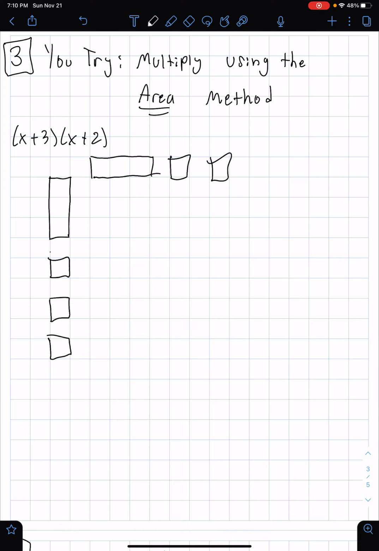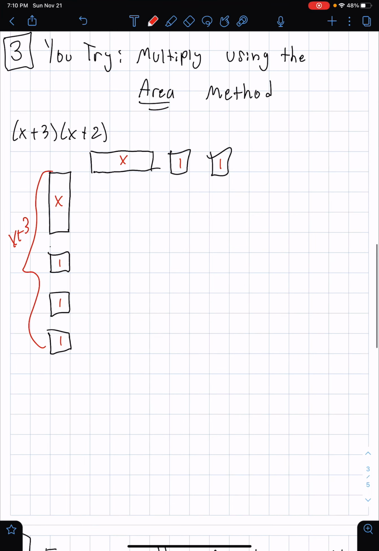Alright, now that you guys tried it out, let's go over it and see if we got the same thing. So now we know that this is x, this is 1, this is 1, this is 1, this is x, this is 1, and this is 1. So here we have x plus 3, and here we have an x plus 2.